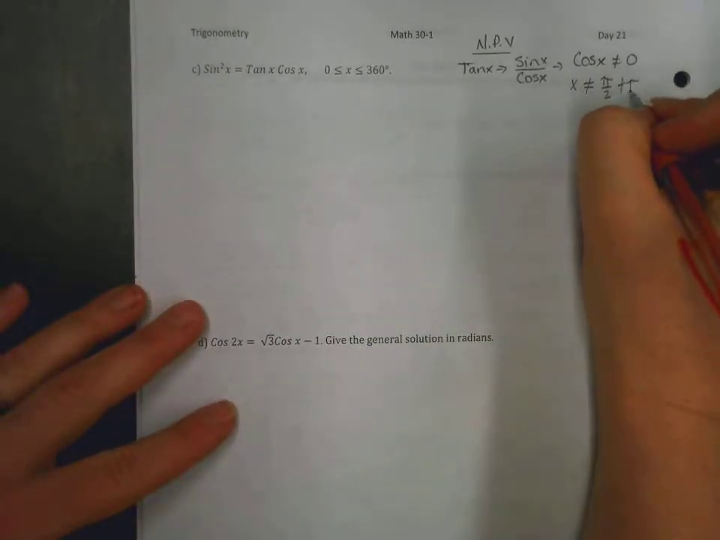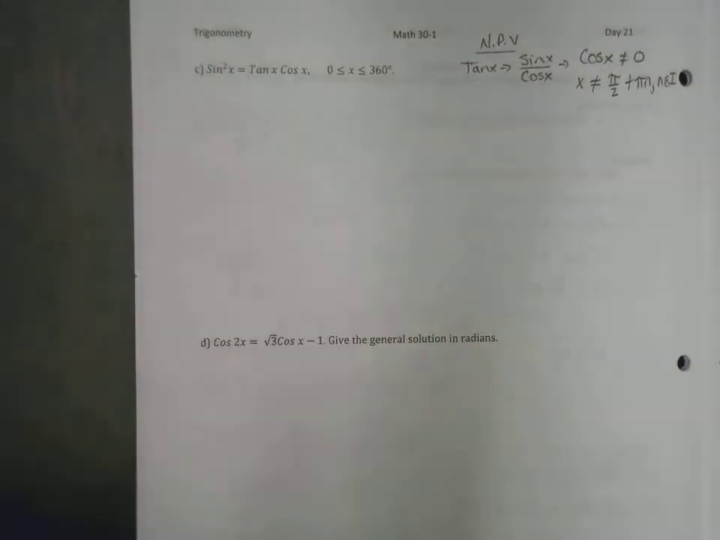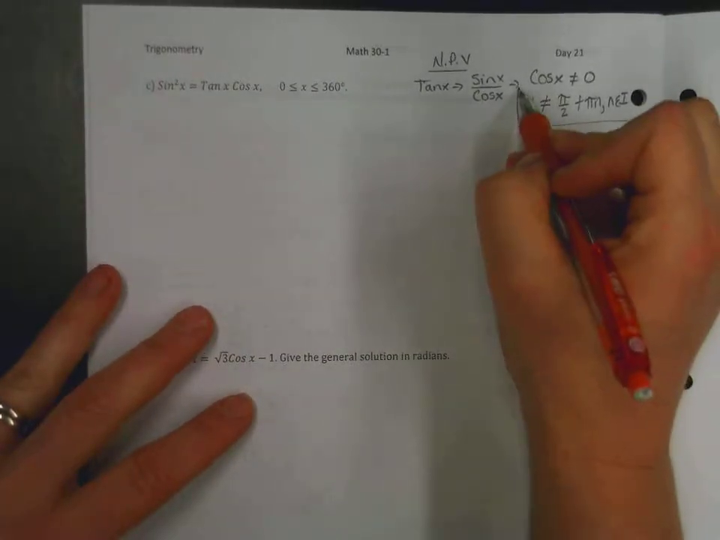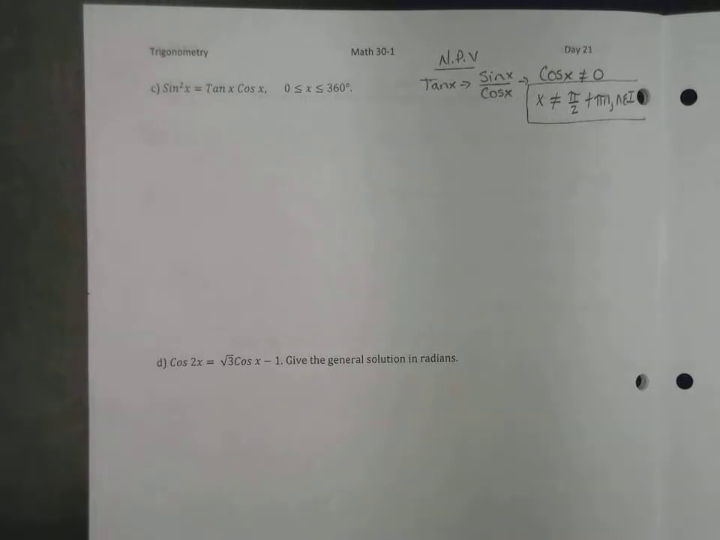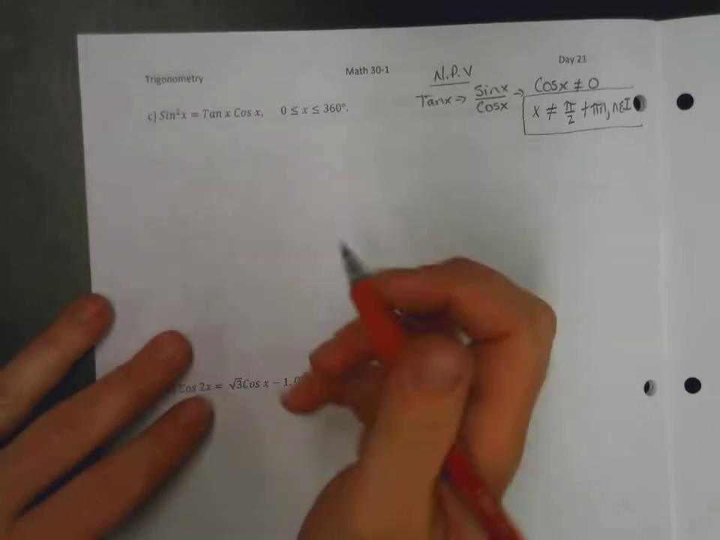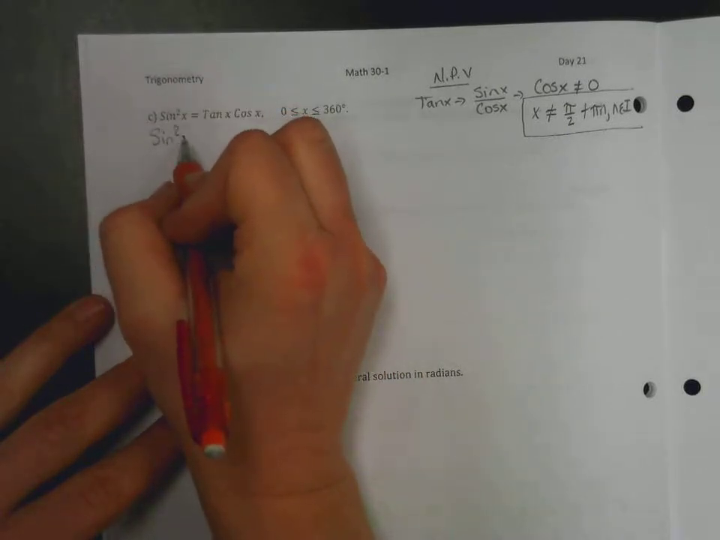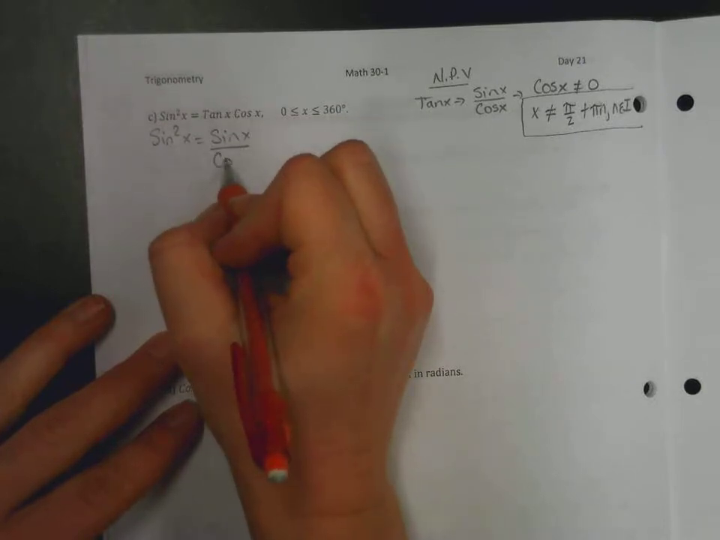When we're solving an equation, you always have to consider your non-permissible values. So in this case, our non-permissible values would be x cannot equal pi over 2 plus every pi n after that, where n belongs to the integers. All right, so now we're ready to solve this equation. Before we begin to solve, we can simplify the right side of our equation by rewriting tan as sine over cos.